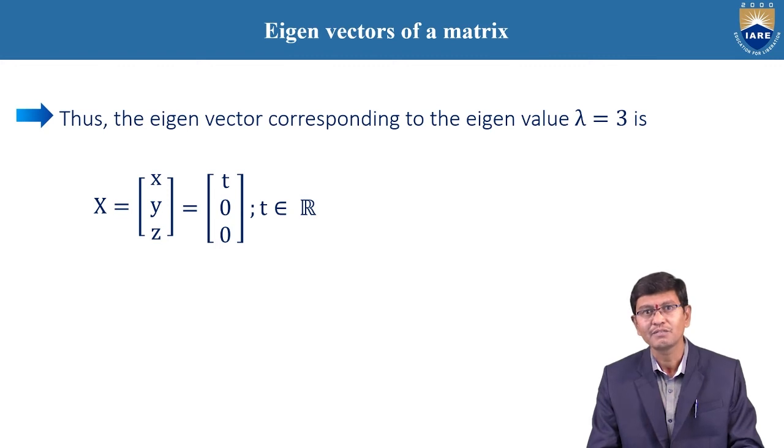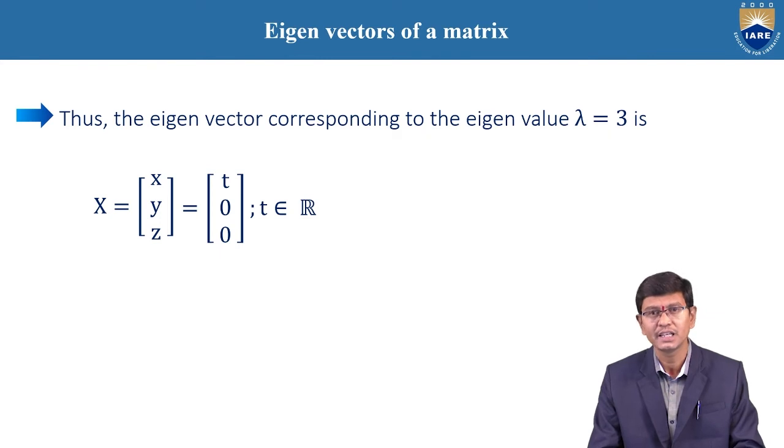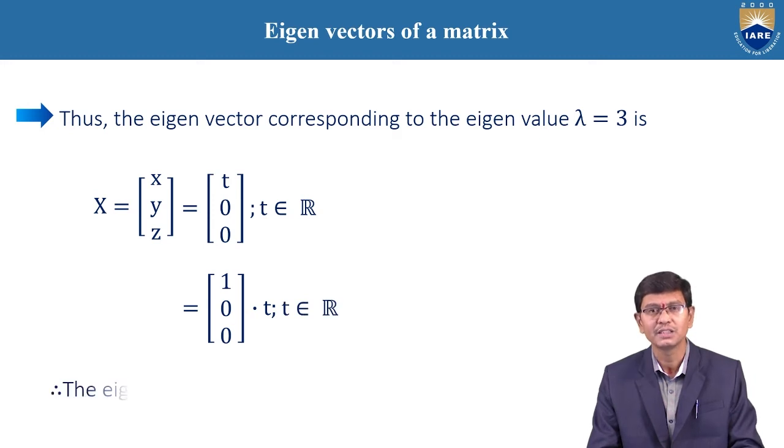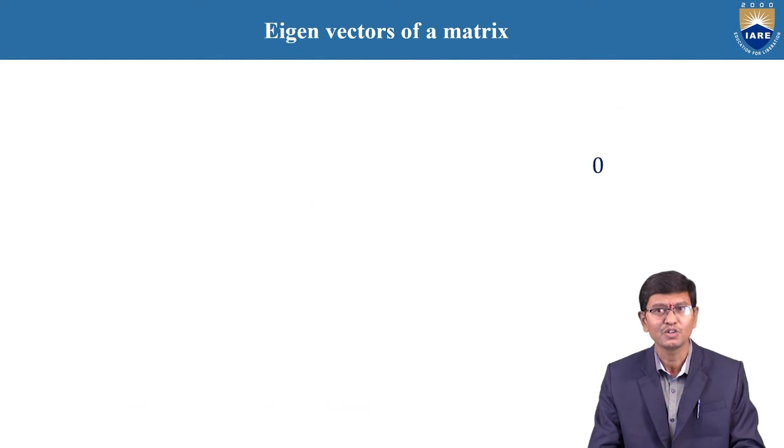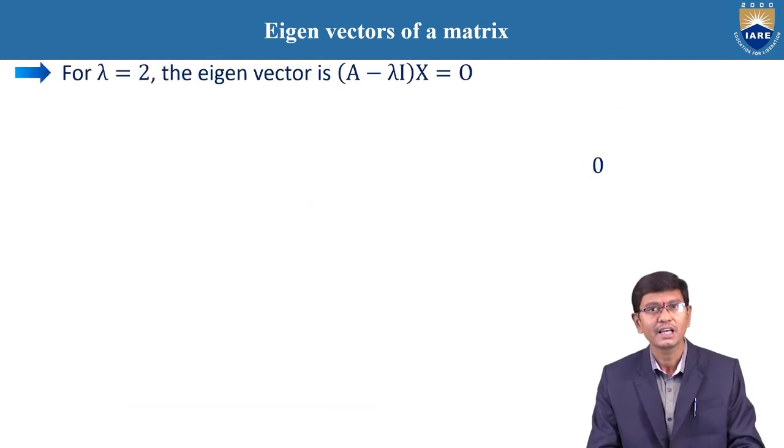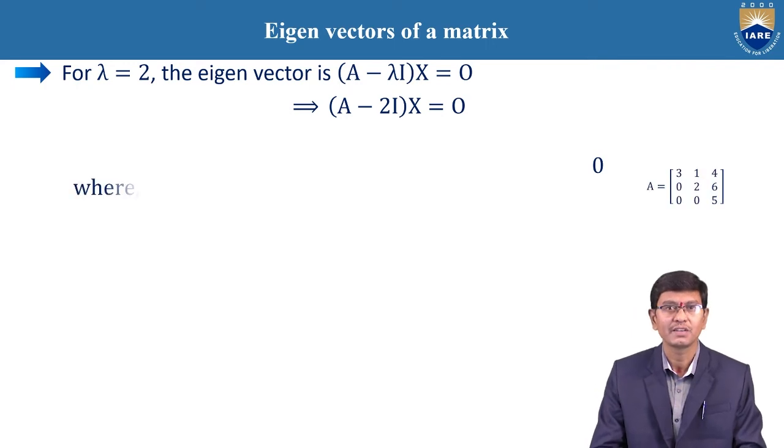Therefore, the conclusion here for lambda equal to 3: x, y, z is nothing but one eigenvector, t, 0, 0, because z is equal to 0 and automatically y is also 0. We assume x is t, where t is any real number. By taking t equal to 1, the vector 1, 0, 0 is the eigenvector corresponding to lambda equal to 3. This is a clear example of the eigenvector corresponding to an eigenvalue lambda.